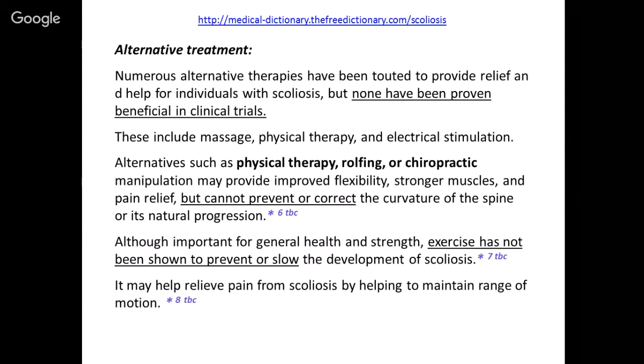Although important for general health and strength, exercise has not been shown to prevent or slow the development. We'll talk about that point as well. Just taking a sip of water, excuse me. And it may help relieve pain from scoliosis by helping to maintain range of motion. So we'll talk about that as well.